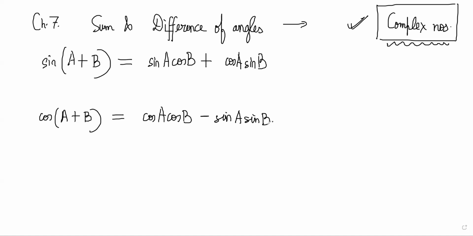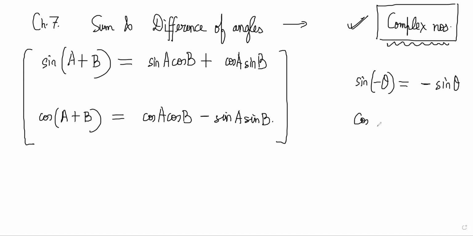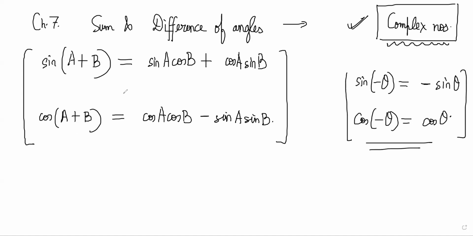Now, these two formulas, if you remember, everything else in the chapter is derived from here. You need to realize that we already discussed that sine of minus theta is minus sine theta, and cos of minus theta is cos theta. So we can use that to figure out the formula of sine of A minus B. Instead of B, I will put minus B here, right?